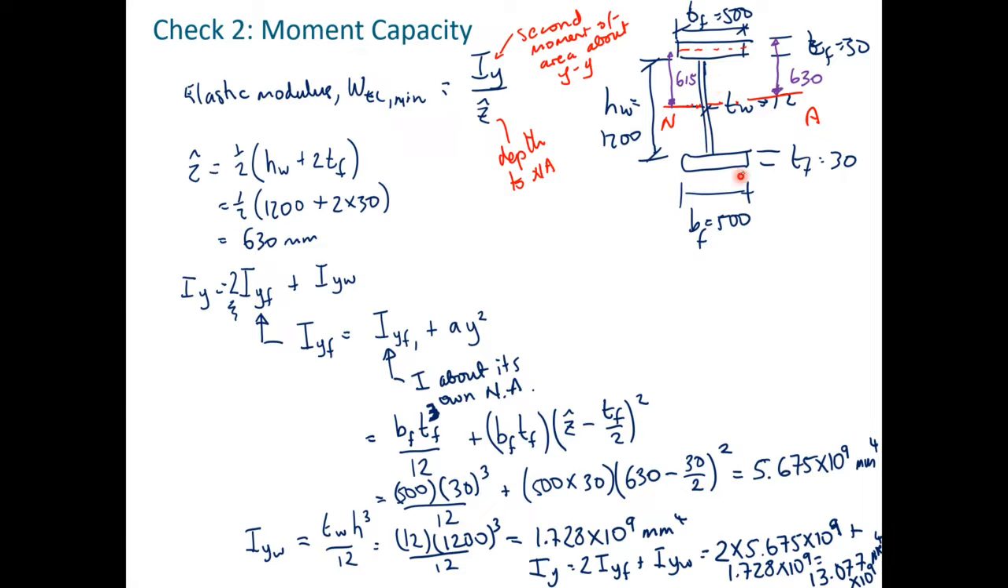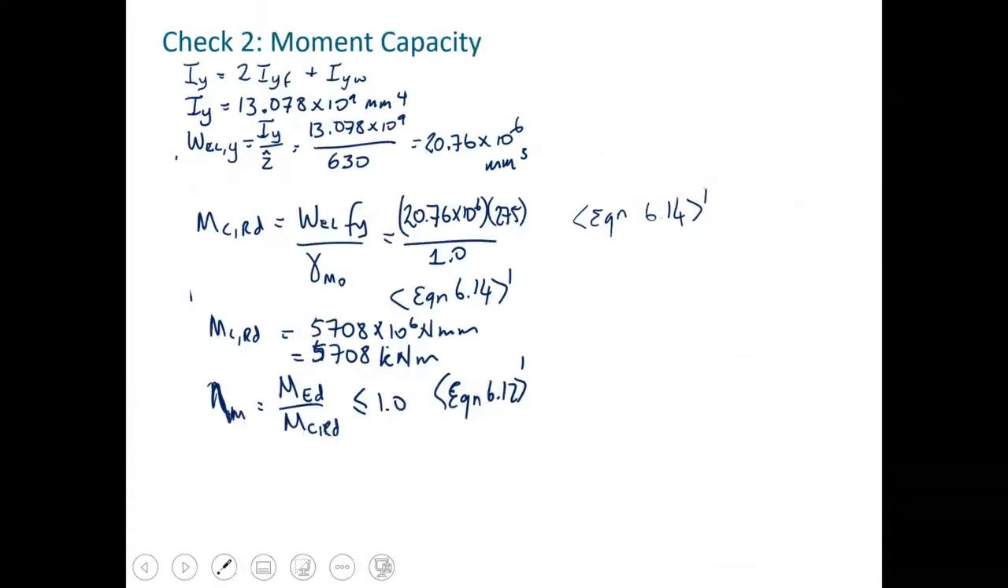That's what we're trying to do, get this material out as far as possible to give it stiffness for minimizing deflection, but also to give it strength in terms of its moment resistance. Okay, so the overall second moment of area is just to add the second moment of area associated with the flange and that with the web, and we get that answer at the bottom there. So that's 13.078 by 10 to the power 9.